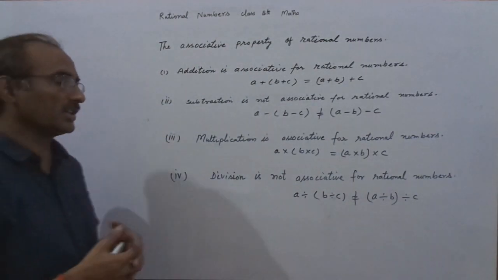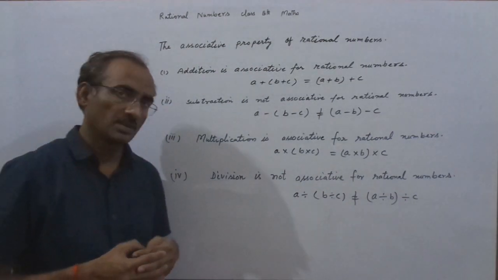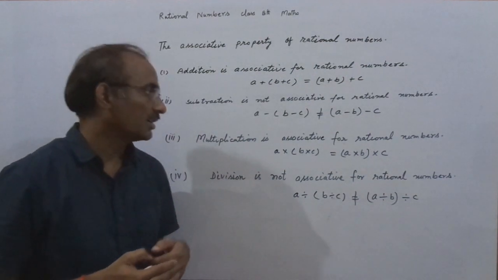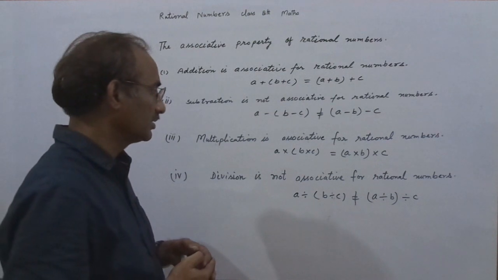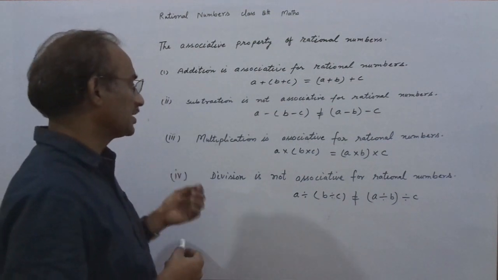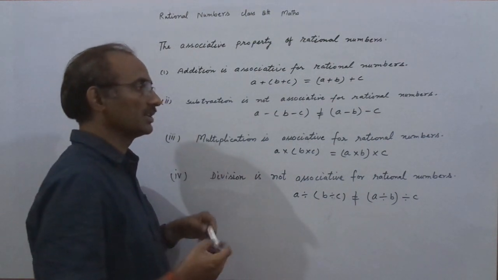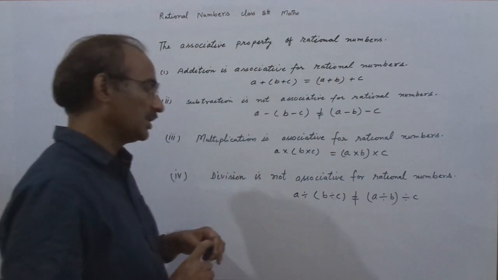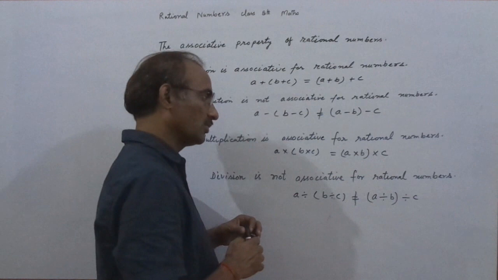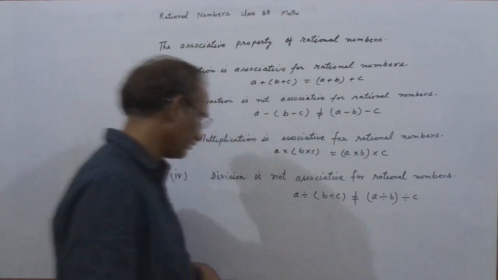Multiplication is associative for whole numbers. Multiplication is associative for integers. In the same way, multiplication is also associative for rational numbers. That is, (a × b) × c equals a × (b × c).